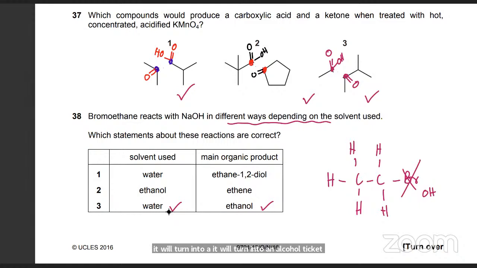But if you use ethanolic NaOH, then you won't get water. What you'll get is a double bond instead. You'll have an elimination reaction and it will turn into an ethene. First one is wrong. Diol nahi banega. You're not going to get a diol because you just have one Br and it's going to be replaced by 1 OH. So the first option is wrong.